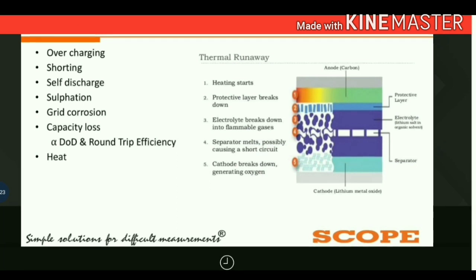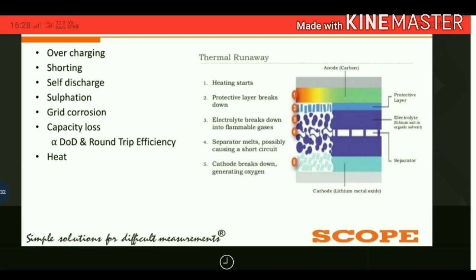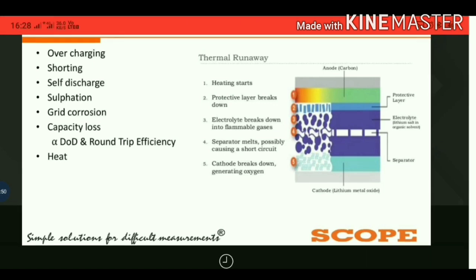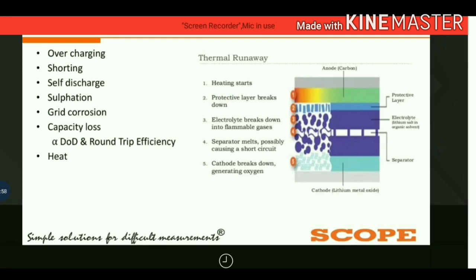Now, because of the overcharging or the sulfation, we know internal overheating of the battery is occurring. Because of the heating, the protective layer starts to break down, and consecutively each of the layers are breaking down, like the electrolyte breaks down into flammable gases. For that, the separator which separates the two electrodes will also melt, and if the separator melts, there will be a short circuit, and for that the anode and cathode break down and lead to an ultimate electrical failure. So it is very important to control the internal heating of the battery.